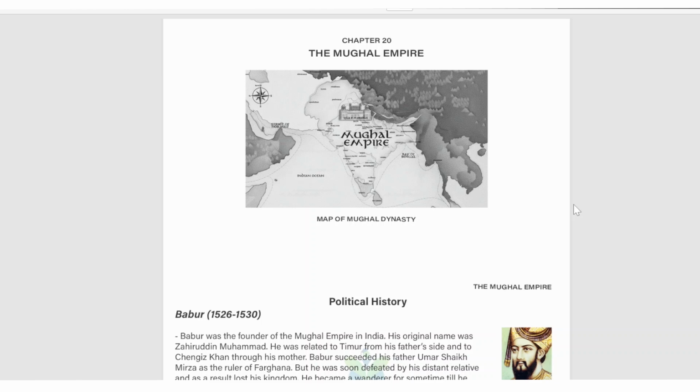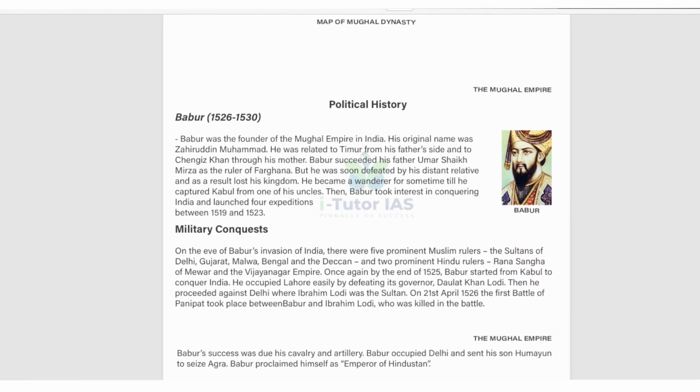So here is a map of the Mughal dynasty. The Indian map is available, you can also Google it. Okay, the area they covered, and the political history we will discuss further, starting with Babur. Okay, the Babur time period is 1526 to 1530. Babur was the founder of the Mughal Empire in India.